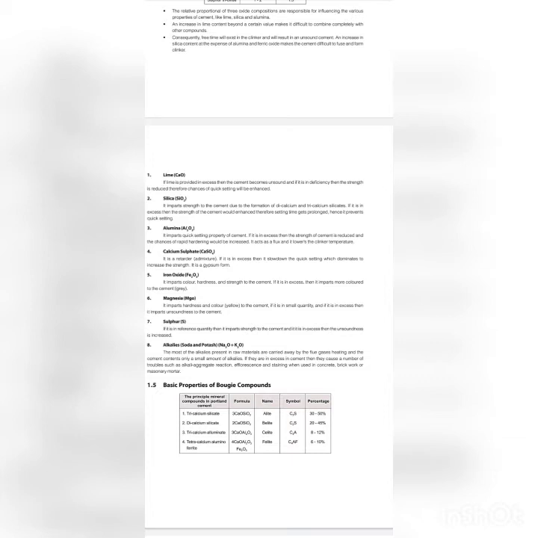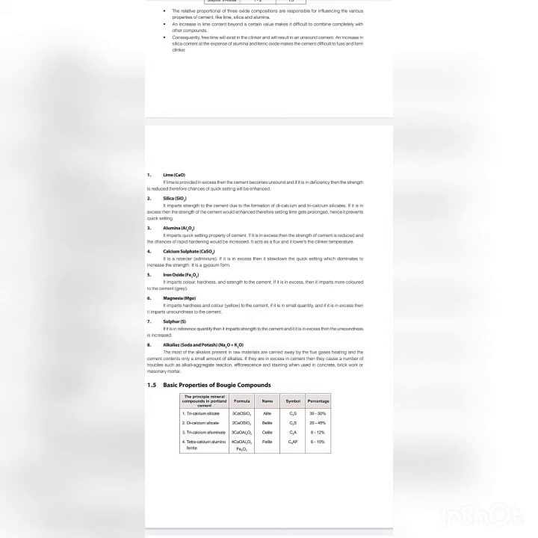It imparts quick setting property to cement. If it is in excess, then the strength of cement is reduced and the chances of rapid hardening would be increased. It acts as a flux and it lowers the clinker temperature. The fourth one is calcium sulfate, CaSO4. It is an admixture. If it is in excess, then it slows down the quick setting, which tends to increase the strength. It is in gypsum form. The fifth one is iron oxide, Fe2O3.